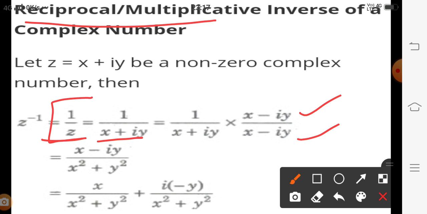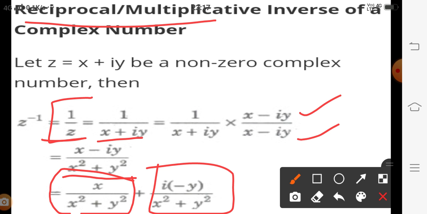If you are solving, then in the denominator we are getting x square plus y square. The a plus b into a minus b concept we are using here, and i square is minus 1. For this reason, although in the complete chapter you are getting the identity a plus b a minus b, we are getting the plus sign here. Then the purely real part you are observing is x upon x square plus y square, and the imaginary part is minus y upon x square plus y square.